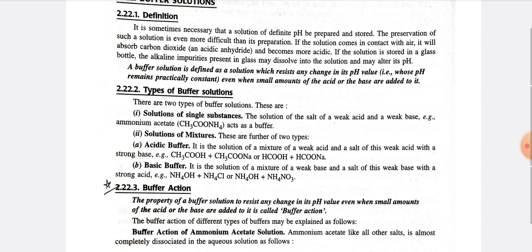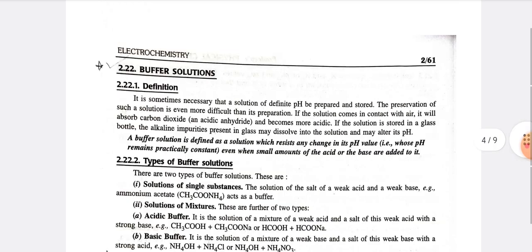Acidic buffer is a solution of a mixture of a weak acid and a salt of this weak acid with a strong base. For example, CH3COOH plus CH3COONa. Basic buffer is a solution of a mixture of a weak base and a salt of this weak base with a strong acid, for example, NH4OH plus NH4Cl.